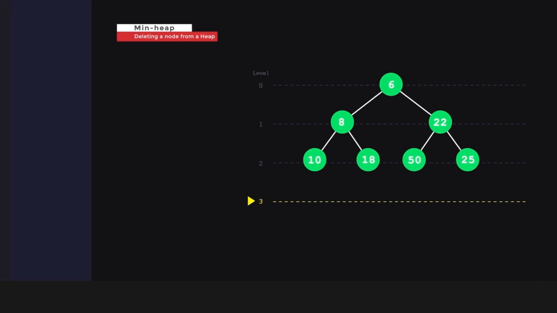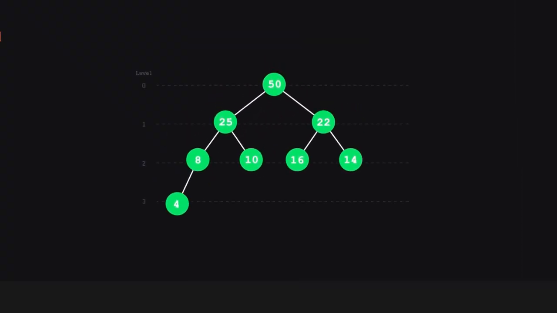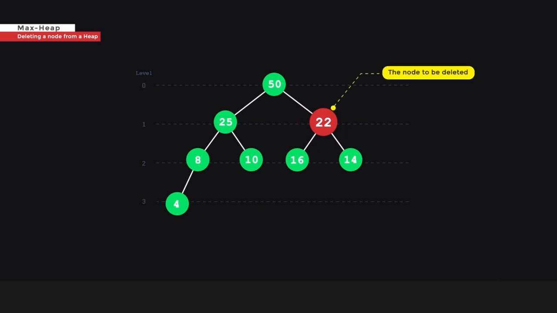Now let's see how we can delete a node from a max heap. In this example, suppose we want to delete the node with the value of 22. As you can see, this is the node that we want to be removed. Remove it and then replace it with the last element from the last level. As is observed, the last element, or last node, is the node with a value of 4. Move it and place it at the index of the deleted node.